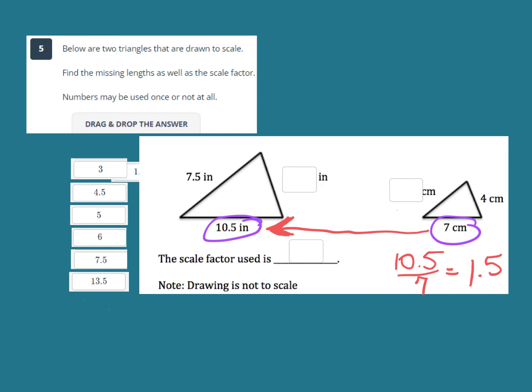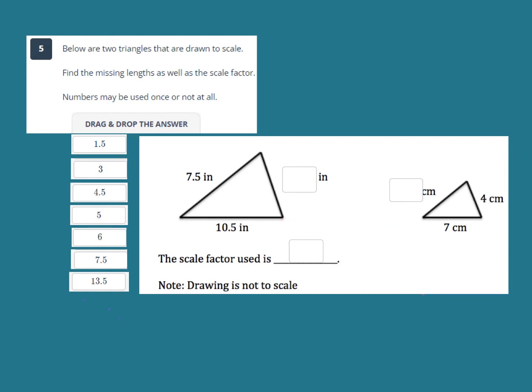I'm going to drag this. Oh, wait a second. I need to bring it to the front. Actually, what I'm going to do instead is send that all the way to the back. Okay. This should work just fine now. So 1.5, I'm going to plop right there.